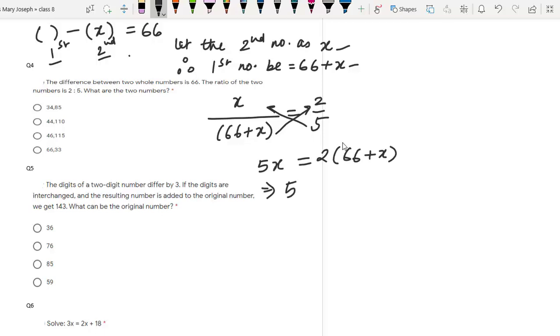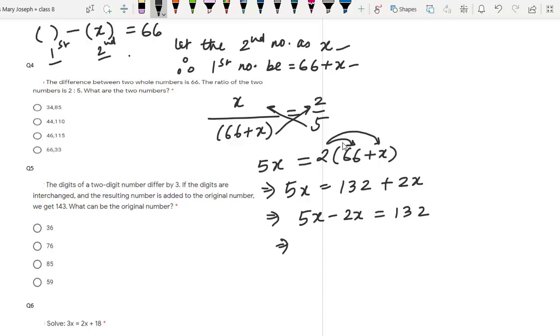So it becomes 5x. Now we will use the distributive property, 2 into 66 plus 2 into x. 2 into 66 is 132 plus 2 into x is 2x. Now we will have 5x minus 2x is equal to 132. Finally, we have 5x minus 2x equal to 3x is equal to 132, and lastly x is equal to 132 upon 3. So answer is 3 4s are 12, 1 and 2, 3 4s are 12. So we have got the value of x.